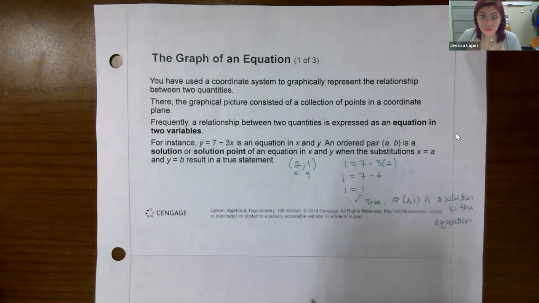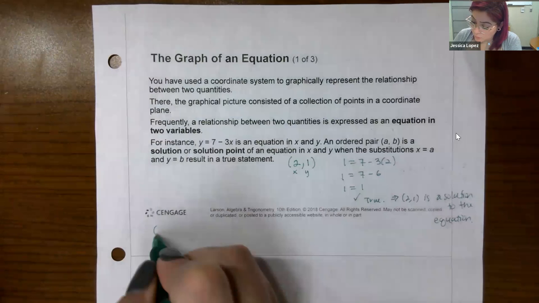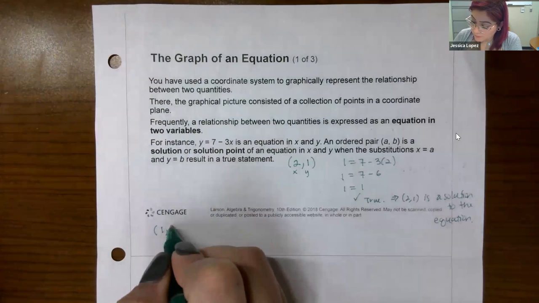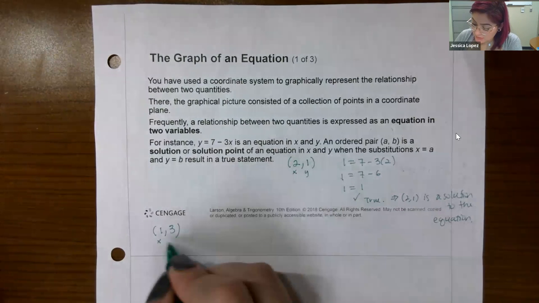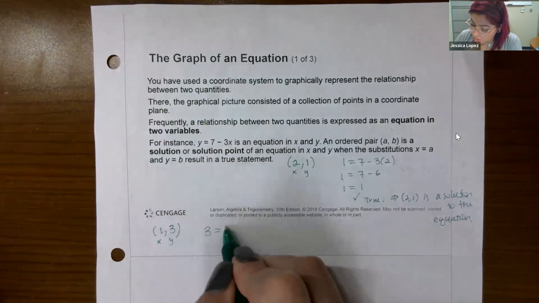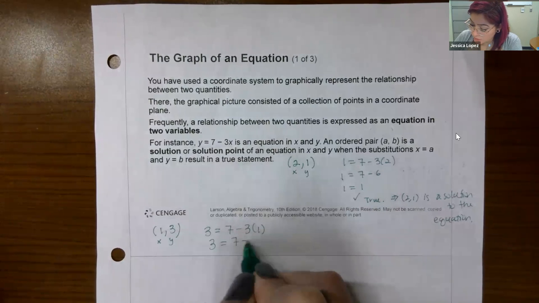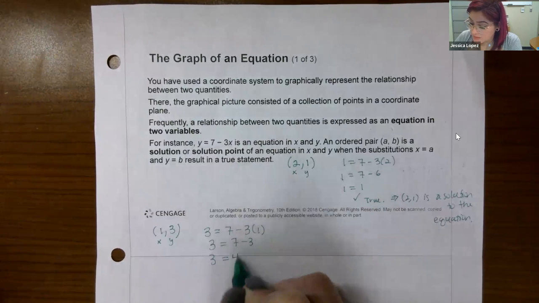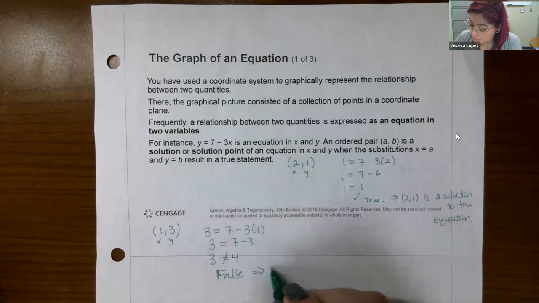Okay, versus if you have another point, say 1, 3. I plug in 1 for x and 3 for y, I get 3 equals 7 minus 3 times 1. So 3 equals 7 minus 3, 3 equals 4. And that is not true. We say false. And when you get a false statement, you would tell me that this point is not a solution.